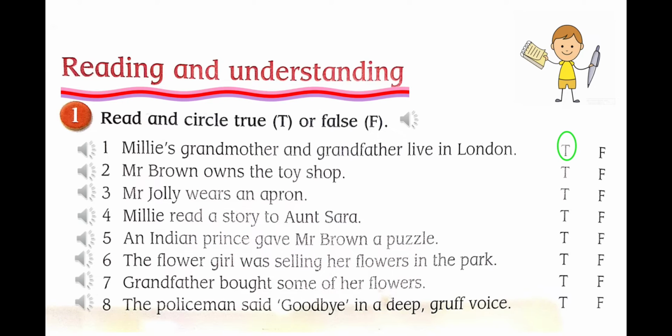Millie's grandmother and grandfather live in London. Mr. Brown owns the toy shop. Mr. Jolly wears an apron. Millie read a story to Aunt Sarah. An Indian prince gave Mr. Brown a puzzle. The flower girl was selling her flowers in the park. Grandfather bought some of her flowers. The policeman said goodbye in a deep, gruff voice.